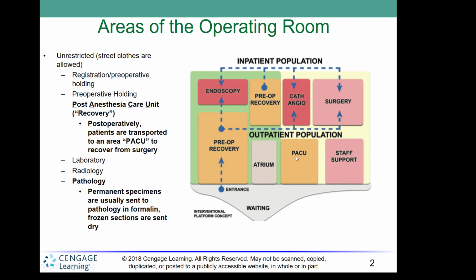So PACU, post-anesthesia care unit, which we also often refer to as recovery. This is also an unrestricted area because patients come in street clothes into pre-op. They change into a gown. We take them into surgery, which we're going to talk about in a second, is a restricted area. Then they come back out to recovery or PACU, and they're going to change back into street clothes. So we need this area to be unrestricted to have access for the patients.